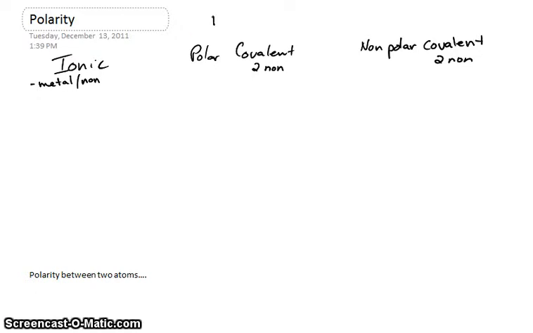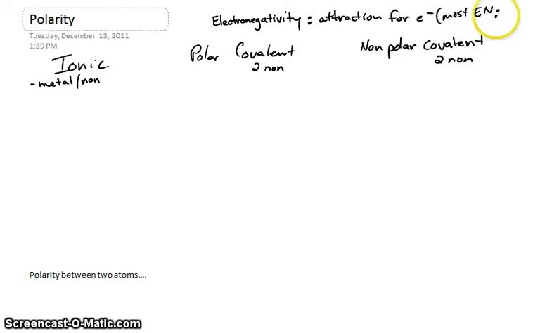So up here at the top I'm going to write electronegativity. The word takes me forever to write, electronegativity. And what is this? This is attraction for electrons. That's the shortened down version. Attraction for electrons, how strongly an element pulls electrons towards it. And you should remember that the most electronegative is fluorine. So the closer to fluorine we are, the more electronegative.